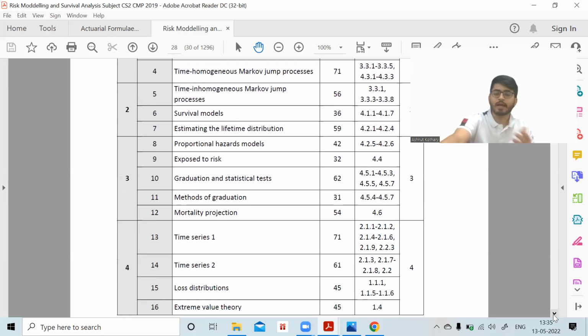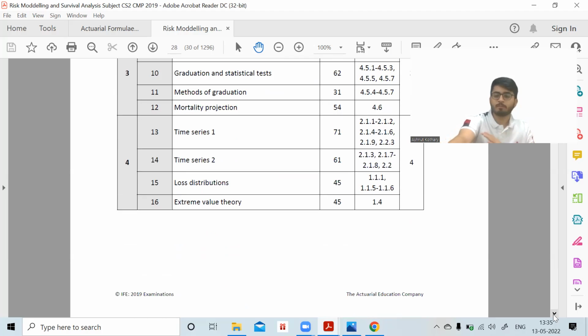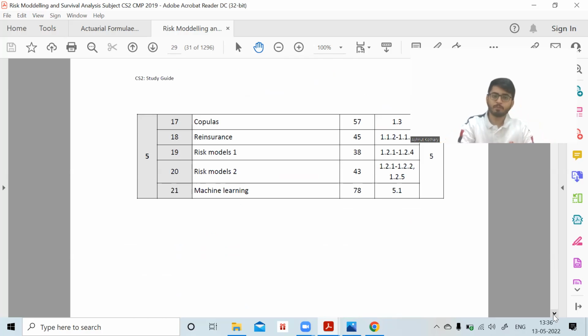12 is independent. Time series also just requires knowledge from stochastic process. Rest, it's all independent. Loss distribution, completely independent, just takes your CS1 knowledge. EVT, again, completely independent. Copulas independent. Reinsurance, independent. Risk models assumes that you have knowledge of reinsurance. Machine learning is again independent.